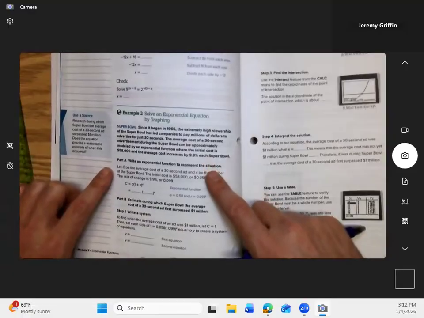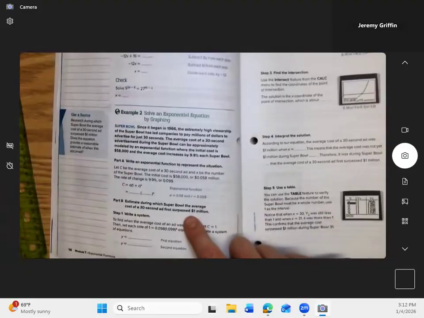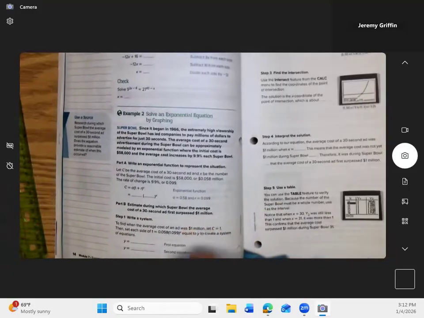And there's eventually part B we're headed towards, which is, hey, what year would it have been that the cost to run that would have broken $1 million? And it says solve by graphing, but let's set up an equation first, and then I'll go over to Desmos and just plug it in.